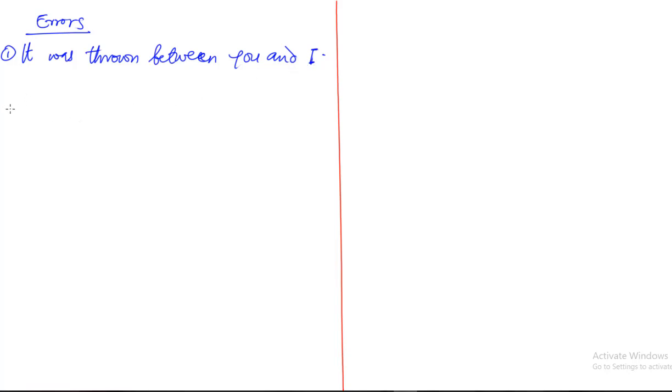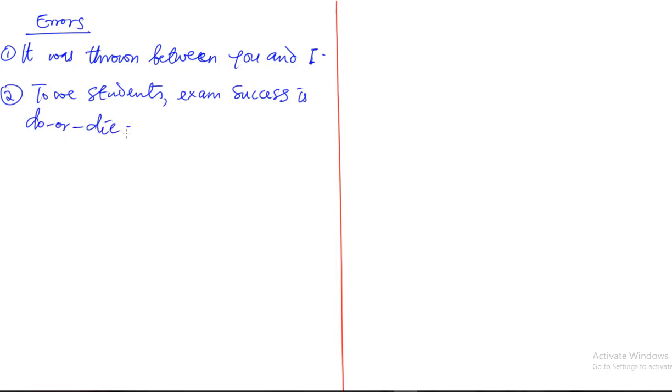Another example is, to we the students, exam success is a do or die affair. You speak this kind of English, ba? To we students, exam success is a do or die affair.